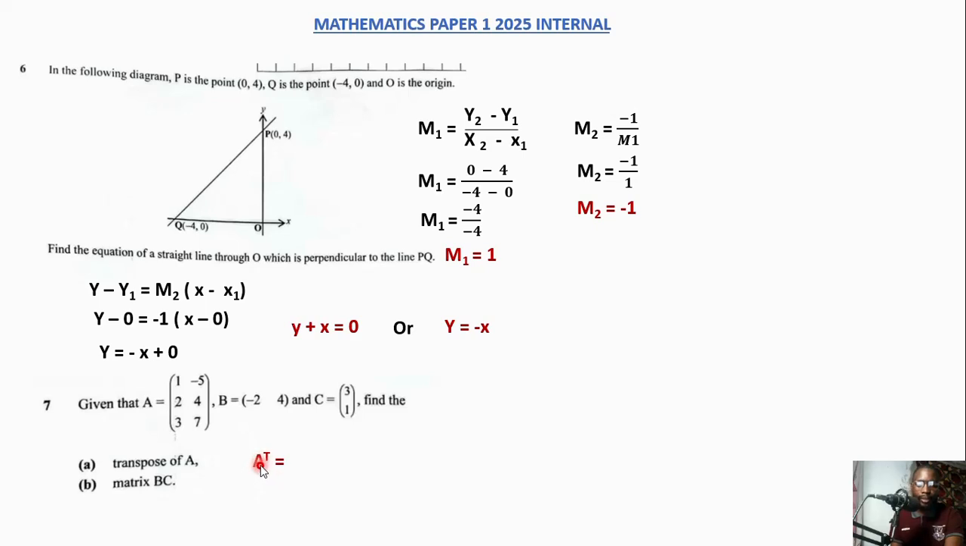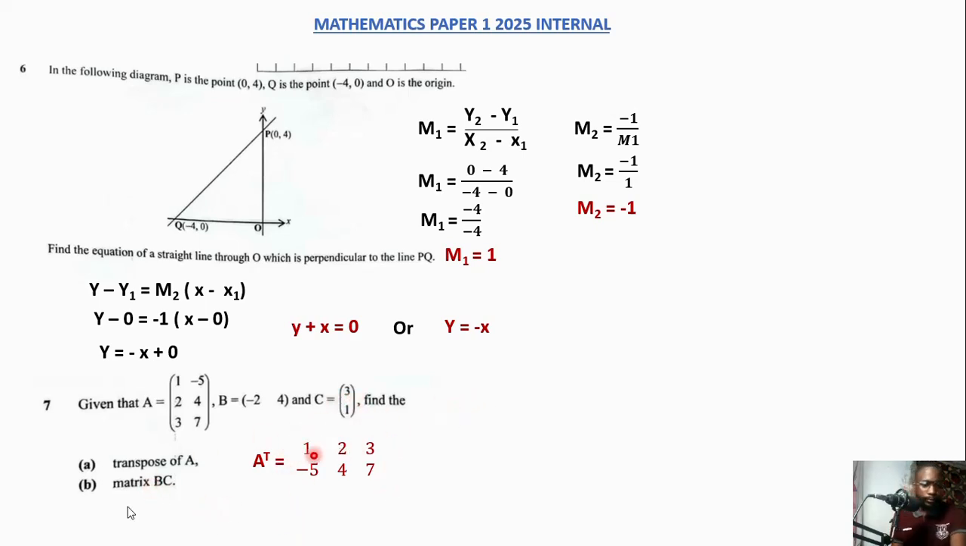So we can say the transpose of A is equal to, so you can see these rows have become the columns. Here we have 1 2 3, but now they're like this, 1 2 3. Okay, take note of that. Then -5 4 and 7, they're like this. So this is very simple. Take note, you should also put brackets here to indicate that these are matrices.